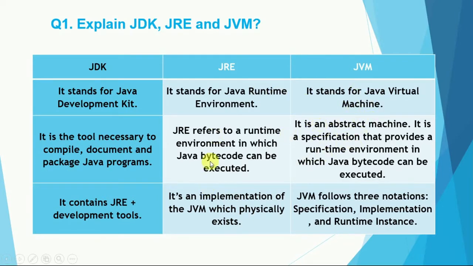So the first difference is that JRE physically exists, while JVM does not physically exist because it is an abstract and virtual machine. It is a specification that provides a runtime environment in which Java bytecode can be executed. JRE is also responsible for execution of Java bytecode, but to perform this action we need the JVM. So JRE implements the JVM, and the JVM follows three notations: specification, implementation and runtime instance. We will discuss this later. I hope you understood this.